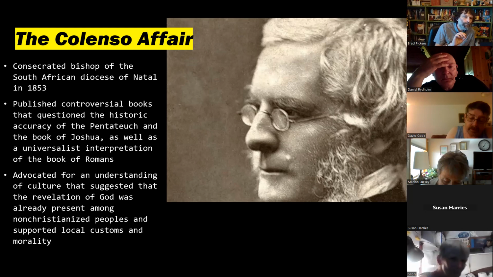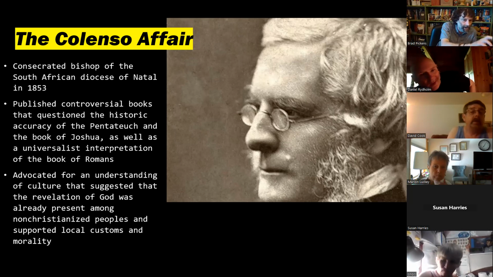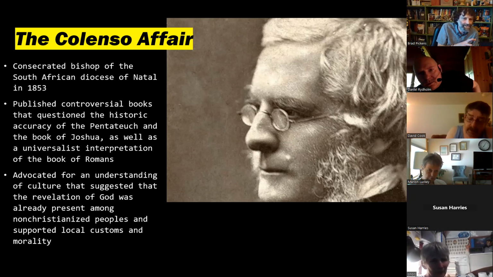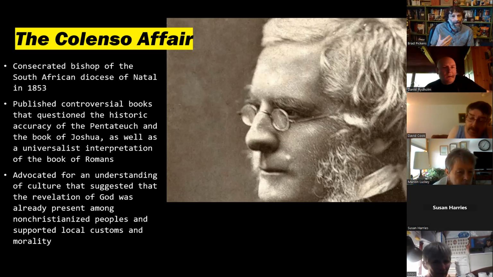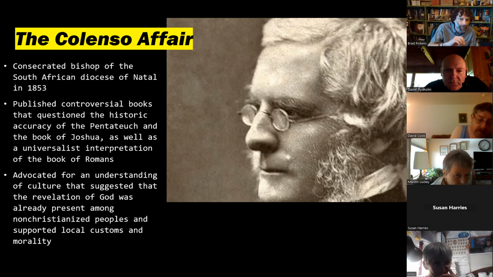Now, Colenso is a student of this kind of theological thinking, the kind of theological thinking that we've been talking about. And he publishes several books that question the historic accuracy of the Pentateuch, particularly in regard to Mosaic authorship, that question the history of the book of Joshua, and that also offers a universalist interpretation of the book of Romans. So he's working to undo the ideas of eternal damnation and things like that.